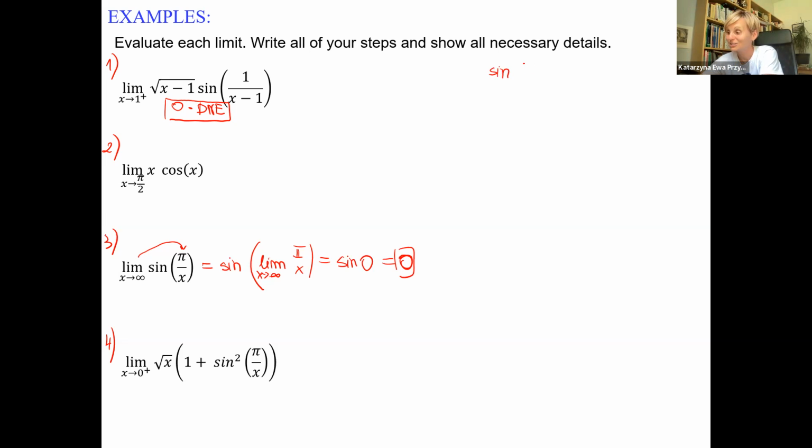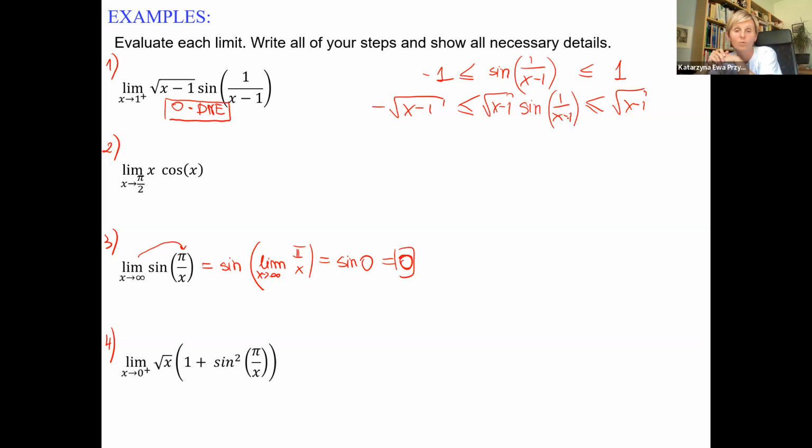Okay, we do have a function sine of that angle. The sine function is always squeezed between -1 and 1, sine of any angle. We may shift the function, do the transformation, but no, sine of any angle. Now I can multiply each part. -1 times the square root of x minus 1 is the negative square root. This will be times 1, the positive square root, and the square root of x minus 1 times the function sine of 1 over x minus 1.